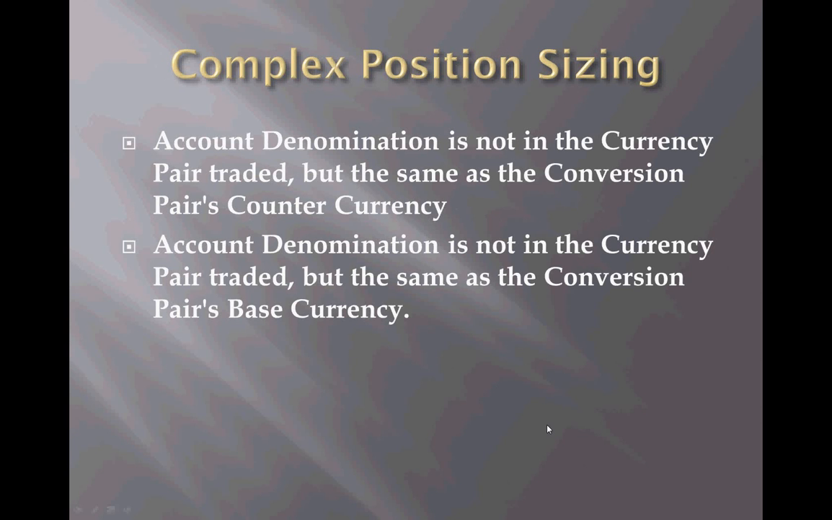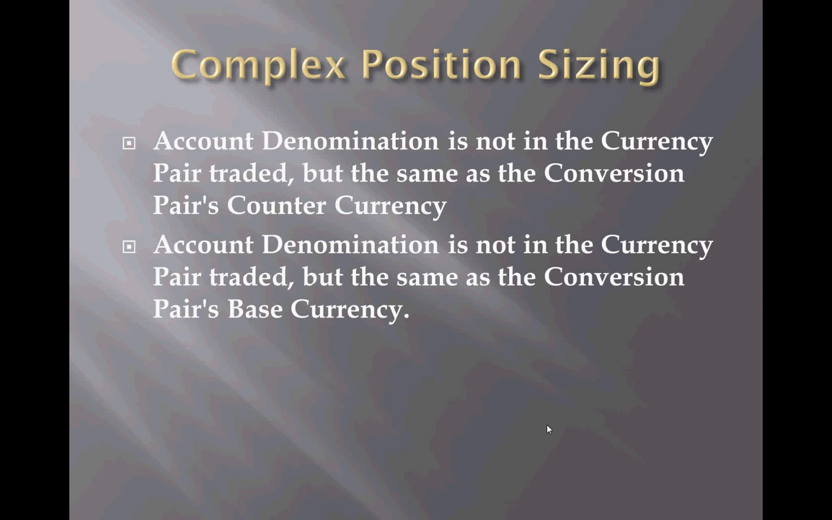In this lesson, we'll teach you how to calculate for pairs in which account denomination isn't one of the currencies of the currency pair that you want to trade. Account denomination is not the currency pair, but is the same as the conversion pair's counter currency. Ned is back in the U.S. You think he's actually a super spy, traveling and saving the world in his free time. And today he decides to trade euro-pound with a 200 pip stop.